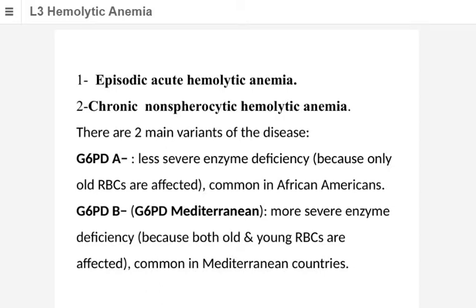Is there any variant of the disease? Yes, there are two main variants of the disease, G6PD A and B. The A type has a less severe deficiency of the enzyme because it affects only old RBC, common in African Americans. But the severe type, G6PD deficiency in Mediterranean, or B type, has more severe enzyme deficiency because both the old and the young RBC are affected, and it is common in Mediterranean countries, the Mediterranean basin region including our region.